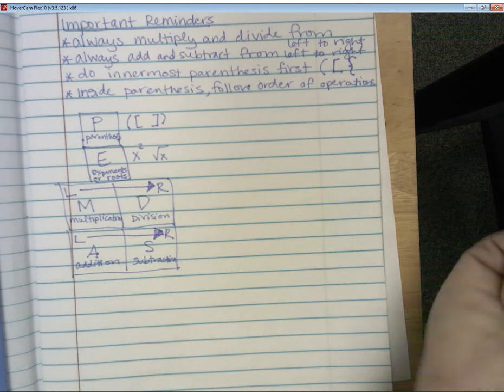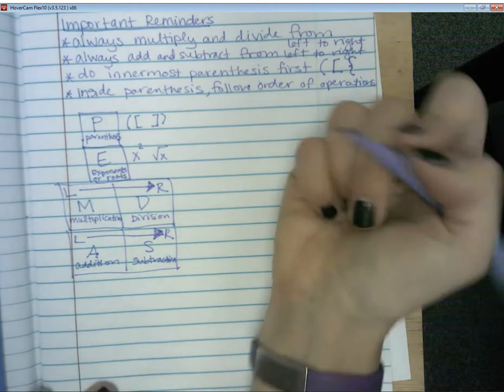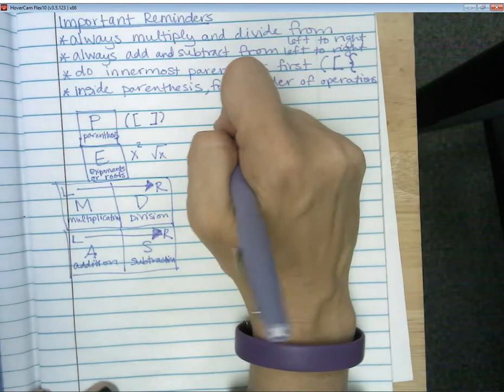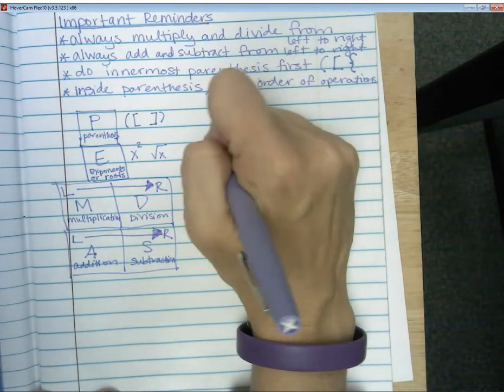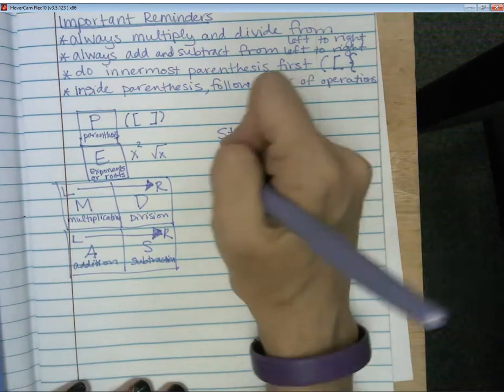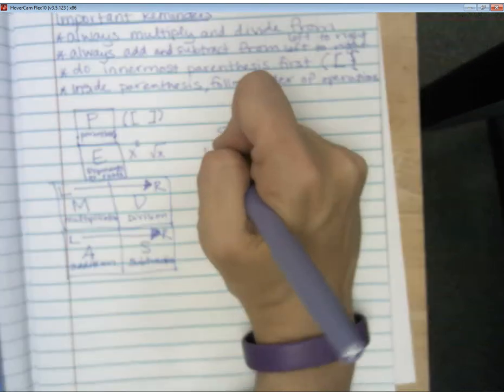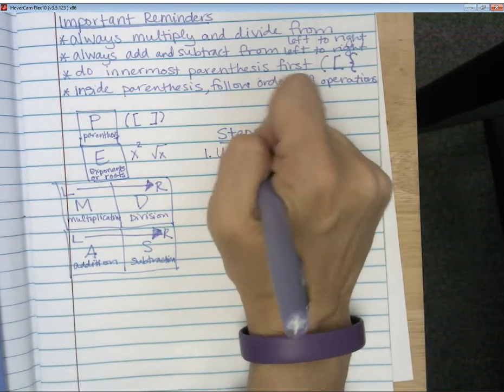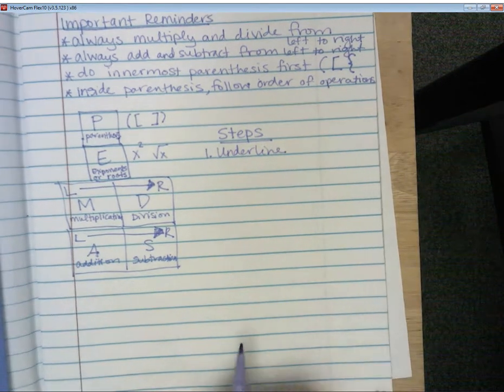So you guys know that I like to break things down into steps. So when we do order of ops, I have 4 steps for you. Sometimes it's going to take you more than 4 steps, but if you follow these 4 steps over and over, it's going to get you through your problem. So your first step, you're going to look at it and you're going to underline the step that you should be doing at that time.